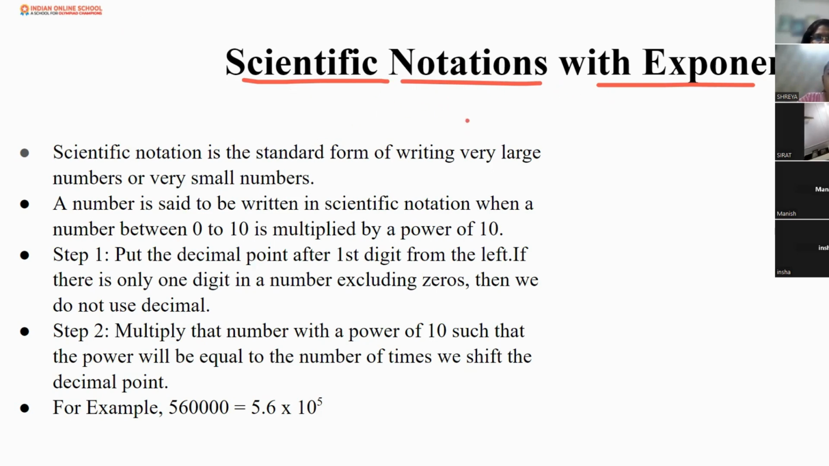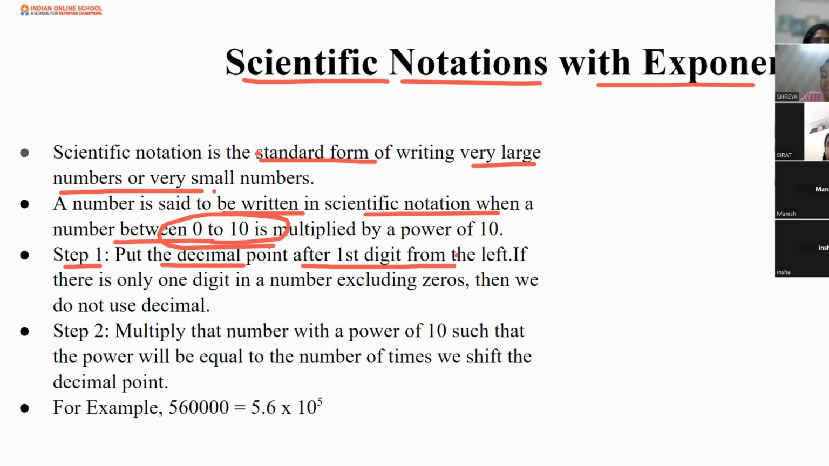So scientific notations, what do you mean by scientific notations? They are actually the standard form of writing very, very large numbers. Any number can be written in scientific notation when it is between 0 to 10. There are 2 steps that you follow. First step, listen to me very attentively: you put the decimal point after the first digit from the left. If there is only 1 digit in the number excluding zeros, then you do not use decimal.